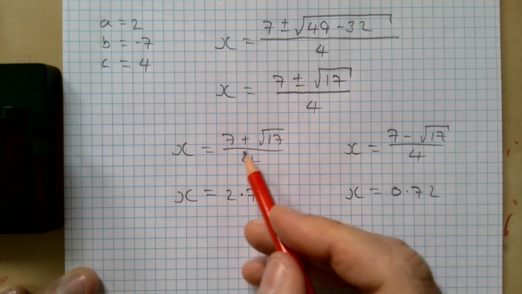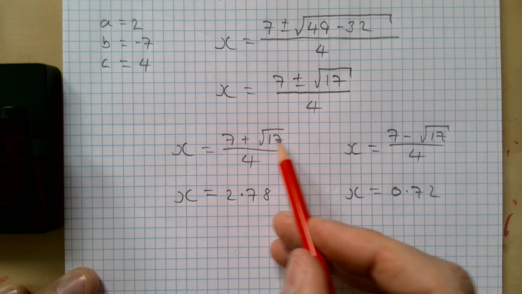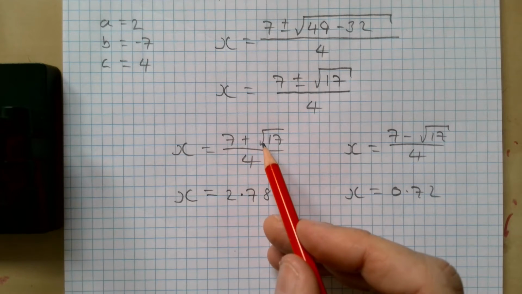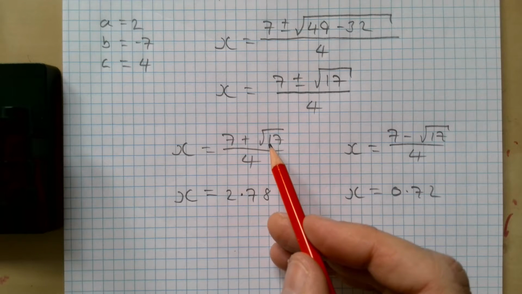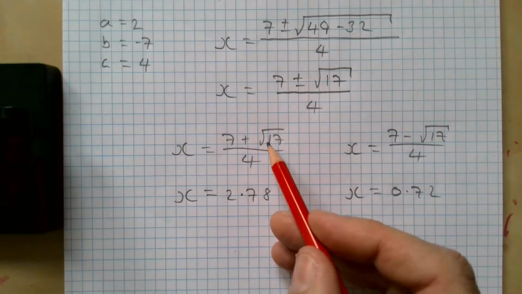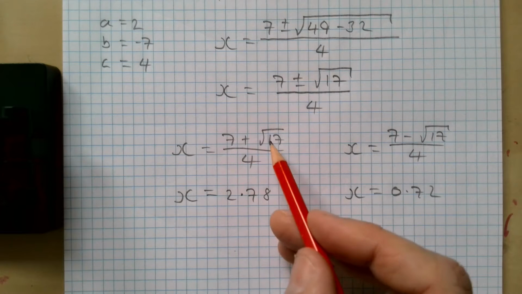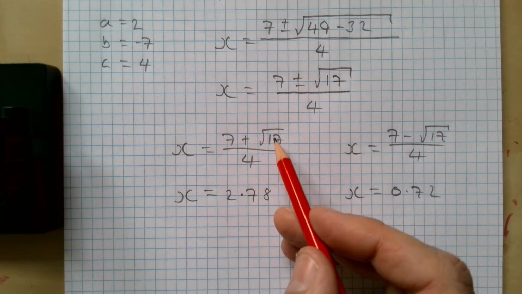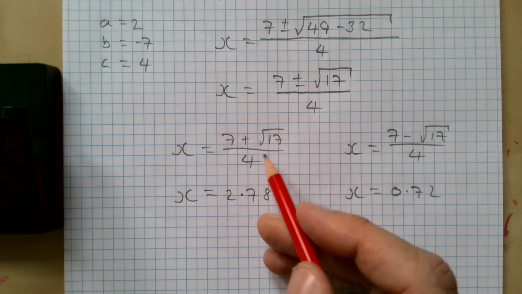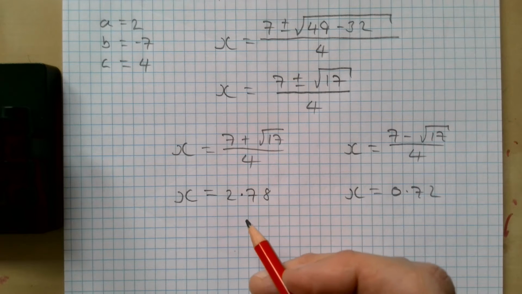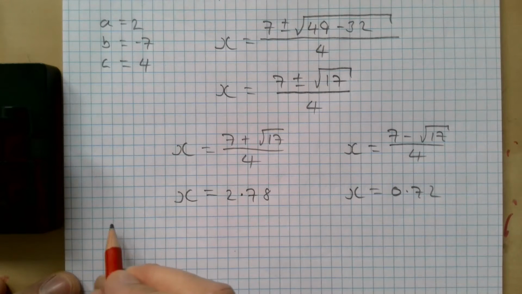It should make vague sense as well. 7 plus the square root of 17. The square root of 17 is just going to be over 4, because the square root of 16 is 4. So the square root of 17 is 4 and a bit. So 7 plus 4 and a bit gives us 11 and a bit. Divided by 4, then it should be quite close to 3. And that one, of course, is quite close to 3. Similar then kind of for the second one.